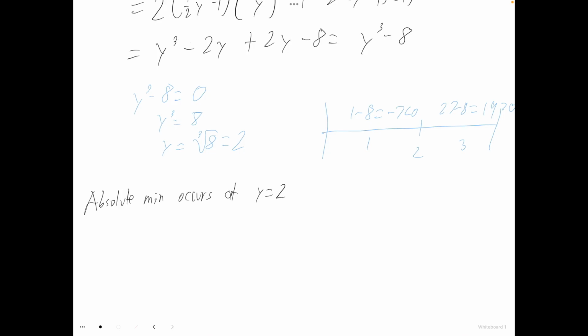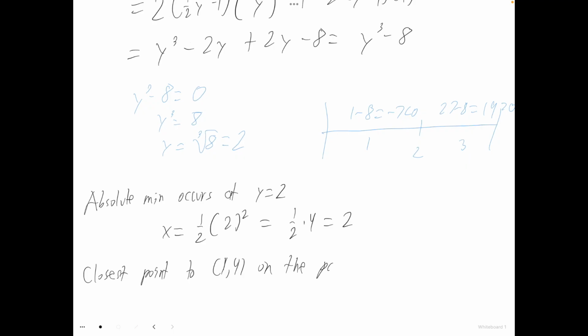And so figuring out what the x value is, we have x equals 1/2 times y squared, so 1/2 times 2 squared, which is 1/2 times 4, which is 2. And so the closest point to (1, 4) on the parabola y squared equals 2x is the point (2, 2).